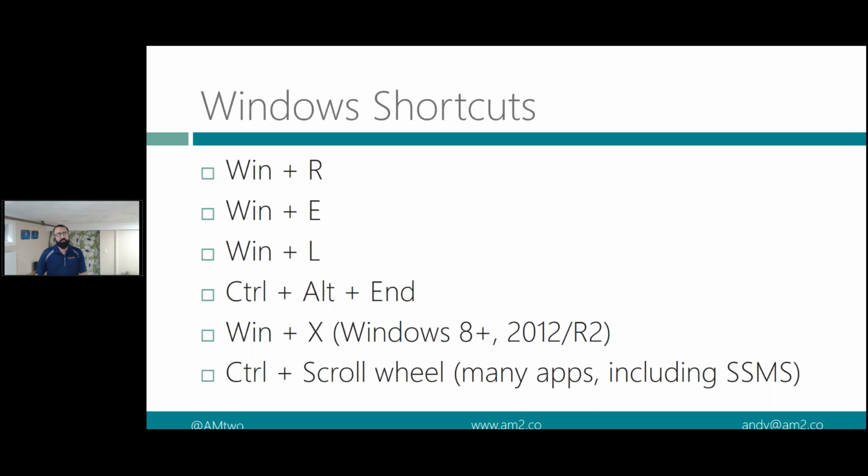Control-Alt-End is the same as Control-Alt-Delete, but when you're in a remote desktop session. WinX brings up a menu with a bunch of shortcuts to Control Panel and other stuff. Control and the scroll wheel will zoom you in or out in a lot of apps, including the text editor of Management Studio. Not the results grid, just the text editor. These are all super helpful.